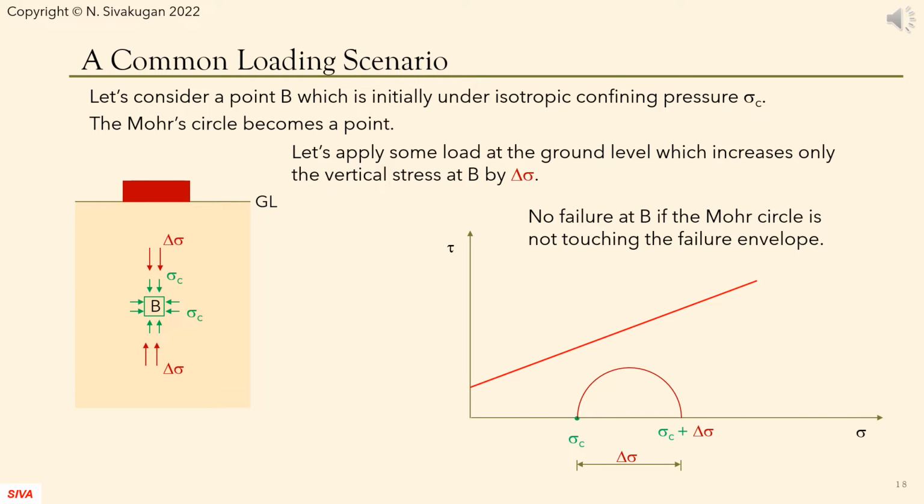The point B within the soil mass is initially under an isotropic stress of sigma c acting all around. The Mohr circle is given by a point. Let's say that an additional vertical stress delta sigma is imposed at B and the diameter of the Mohr circle becomes delta sigma.